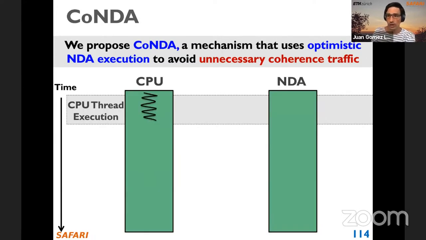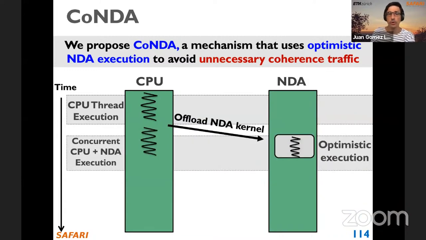So in CONDA, what we essentially do is we have both the CPU threads executing on the CPU, and we have the NDA accelerators executing certain parts of the computation of the program, maybe in some cases more coarse grain, in some other cases more fine grain. At some point, the CPU offloads computation, an NDA kernel, to the NDA side, and we start with the execution on the NDA side. And now the problem here is that these two might be computing at the same time.